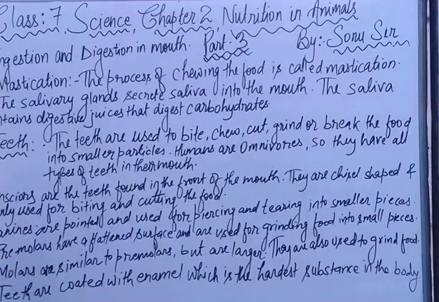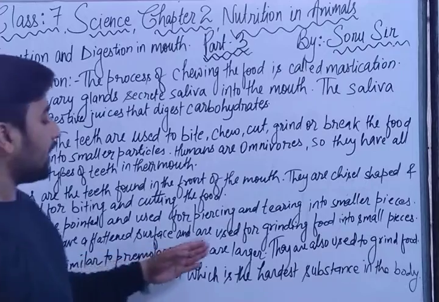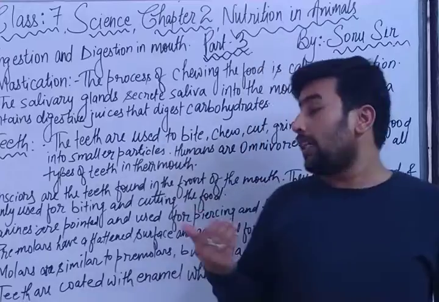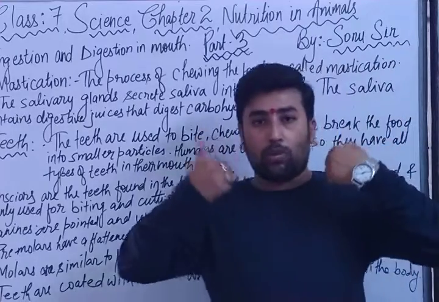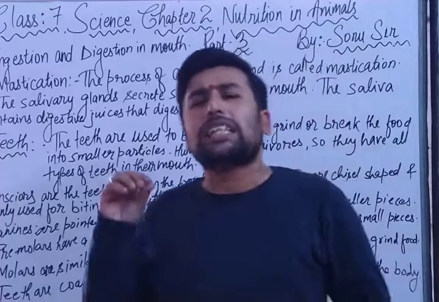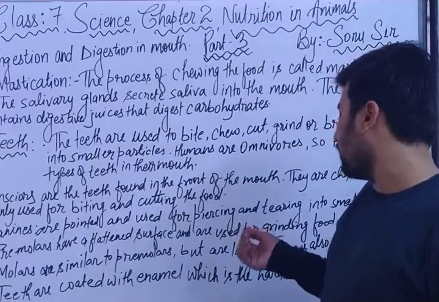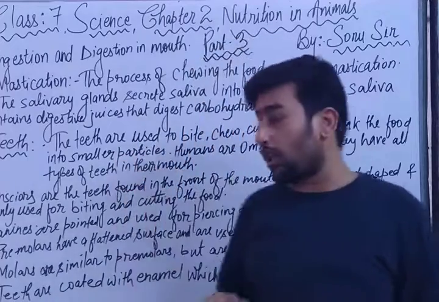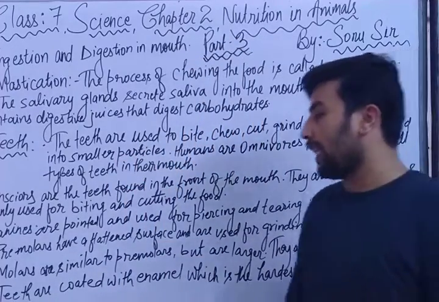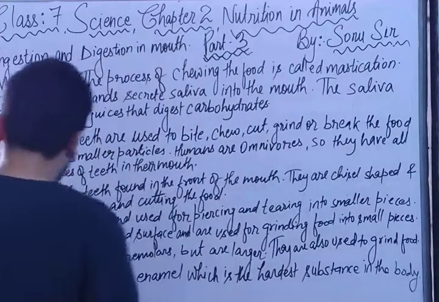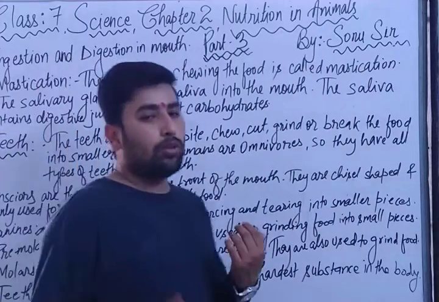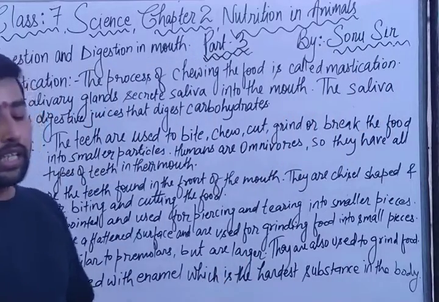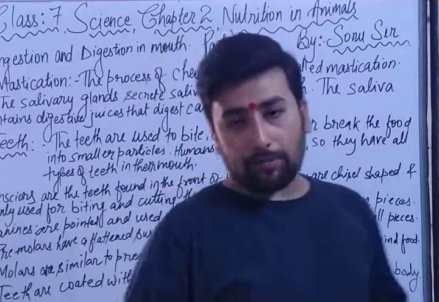Third one is premolars. Premolars have a flattened surface and are used for grinding food into smaller pieces. After the canines, we have the premolars. After cutting the food, we chew and grind the food into smaller pieces. And last but not least, molars are similar to premolars. Molars are also the same as premolars, but they are larger in number and are also used to grind the food. So these were our 4 types of teeth.